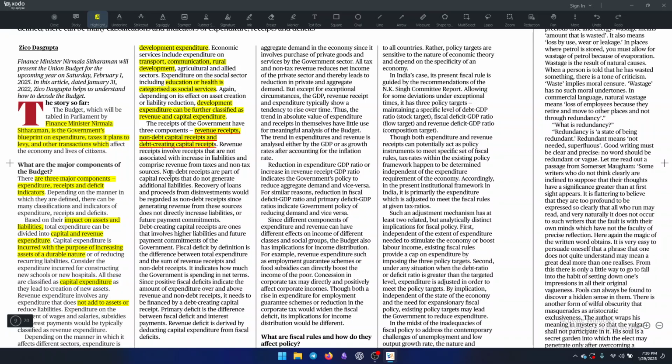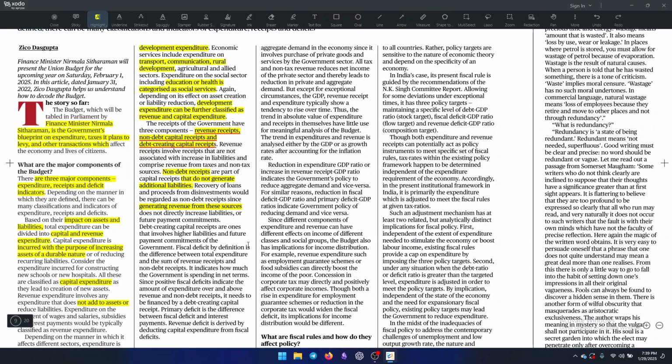Revenue receipts comprise revenue from taxes and non-tax sources. Non-debt receipts are part of capital receipts that do not generate additional liabilities. The recovery of loans and proceeds from disinvestments would be regarded as non-debt receipts, since generating revenue from these sources does not increase liabilities or any future payment commitments. Debt creating capital receipts are the ones that involve higher liabilities and future payment commitments.